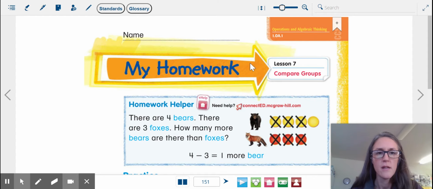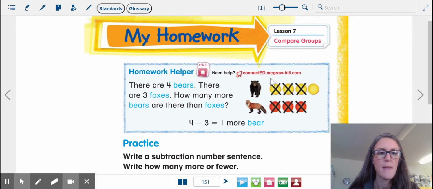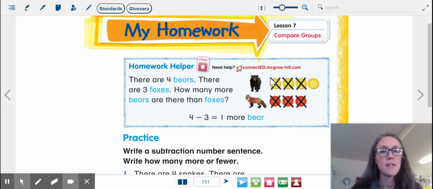Are you back? Okay, today we're learning about how to compare groups of objects, and we can do that by using subtracting. So let's look at this word problem here. It says, there are 4 bears. There are 3 foxes. How many more bears are there than foxes? We're comparing the number of bears to the number of foxes.